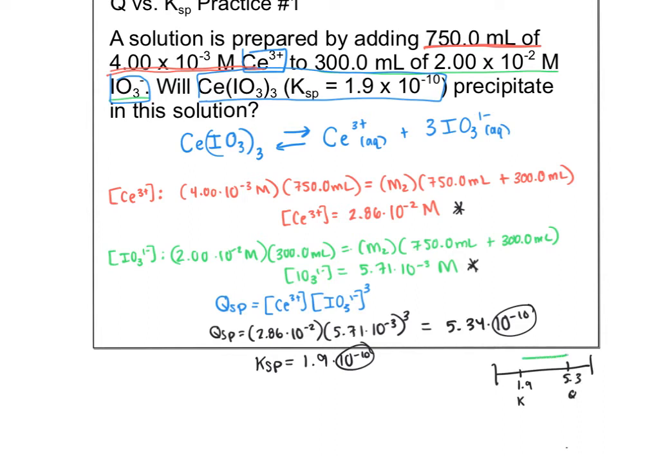So which way are we going to shift? Well, Q is always trying to get to K. So because QSP is larger than KSP, the reaction shifts left. And because my reaction is shifting to the left, that means a precipitate will form. So basically what we've done when we've mixed these two ions, we've created an oversaturated solution which will force a precipitate to form.